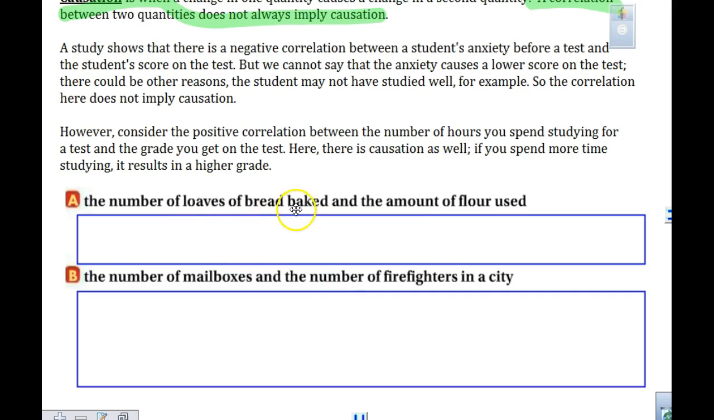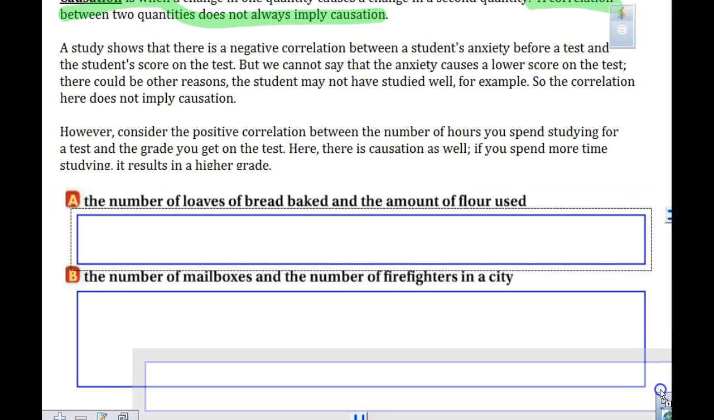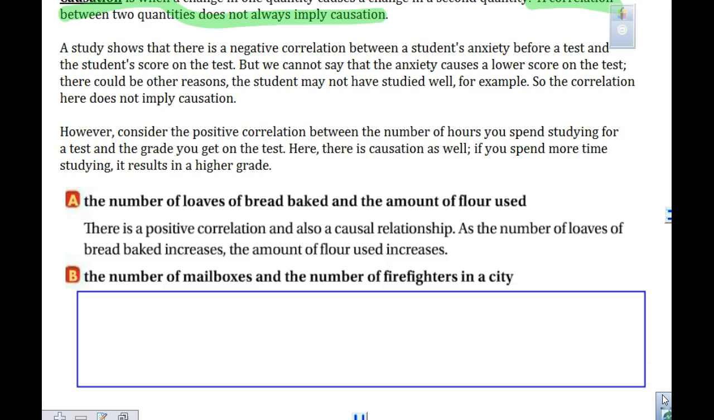So the number of loaves of bread baked and the amount of flour used, if we are looking at that. What we are asked to look at is, this would be a positive correlation, right? Positive correlation, and it is also causal, because you can make more bread if you use more flour, and as the number of loaves baked increases, the amount of flour increases. So they kind of go together when you're thinking about that one.